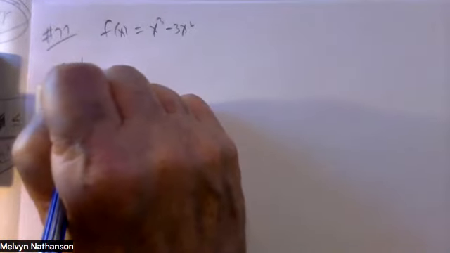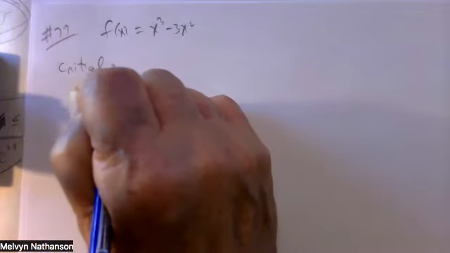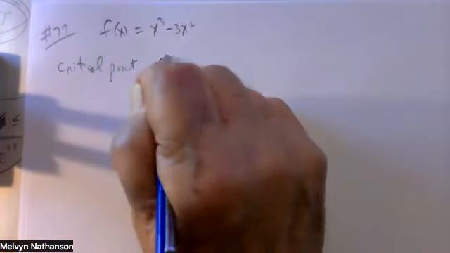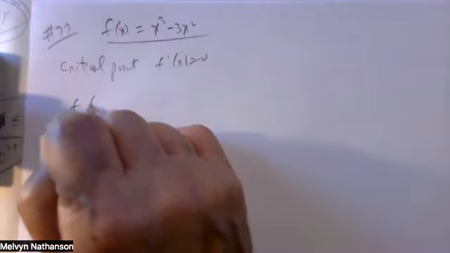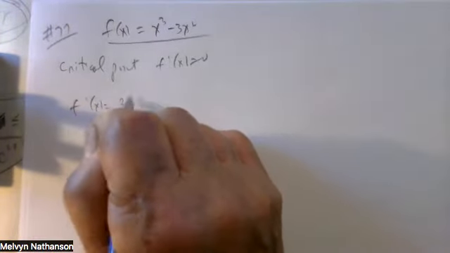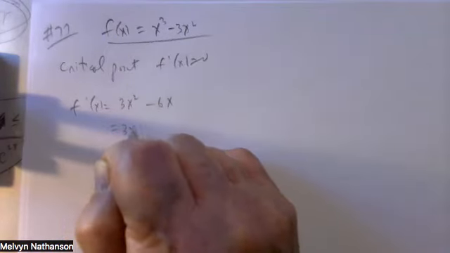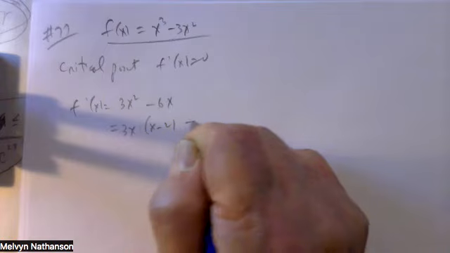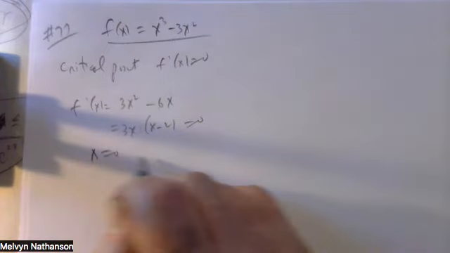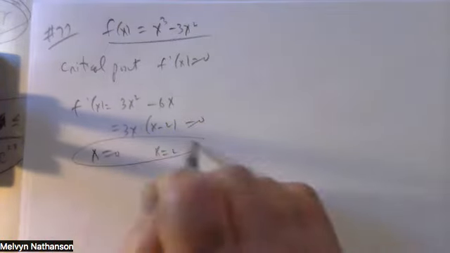So how do we find the critical points? A critical point is where f prime of x is 0. So for this function, f prime of x is 3x squared minus 6x, which is 3x times x minus 2, and that's 0 at x equals 0 and x equals 2. So these are the critical points.